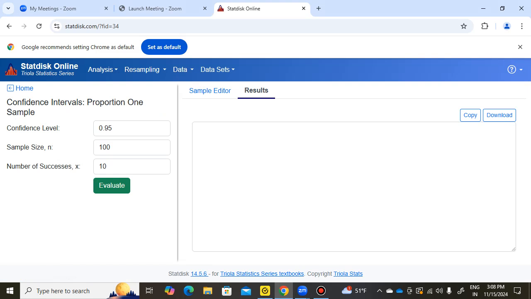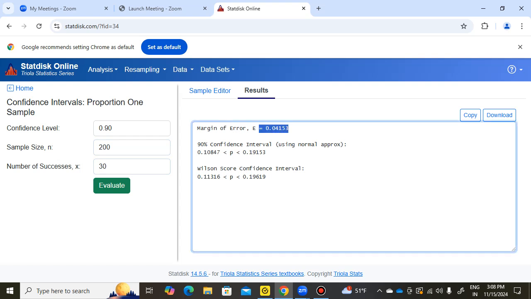It's going to ask for 3 things: confidence level, we said that was 90%; sample size 200; number of successes is 30. That's all it needs to do this. We see a margin of error of 0.042, and a confidence interval. We won't worry about the Wilson score, but the confidence interval is 0.108 less than P less than 0.192, or 0.108 comma 0.192.